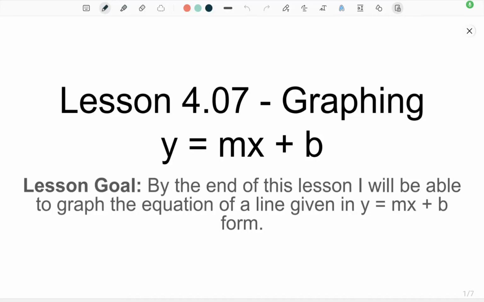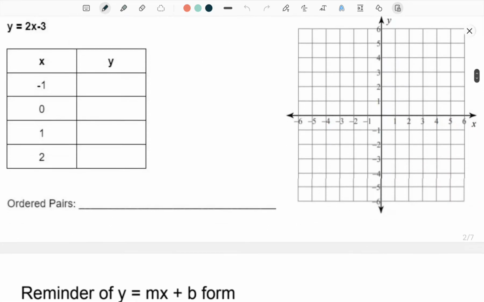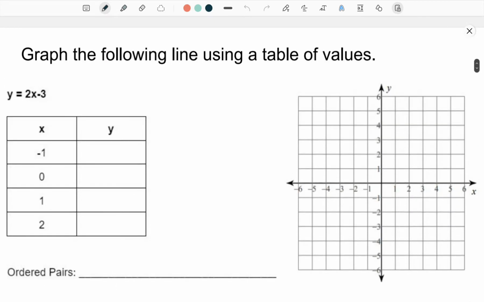So for this lesson, we're going to look at graphing equations that are in the form y equals mx plus b. So we'll see what that involves and how we can do that efficiently. Okay, so we will take a look at this first example of just graphing something using a table of values. That's how we've graphed before. So in this, we have the equation y equals 2x minus 3.